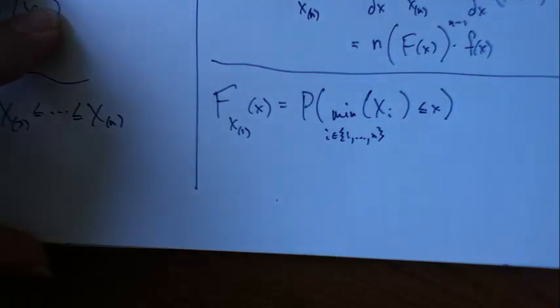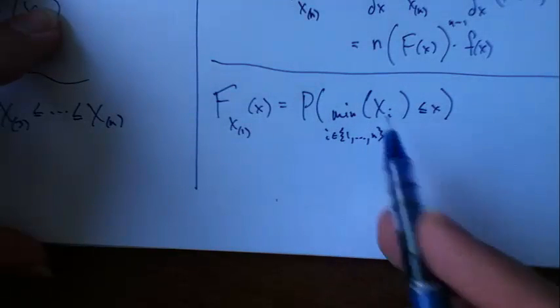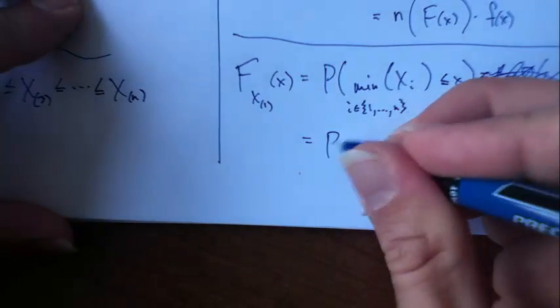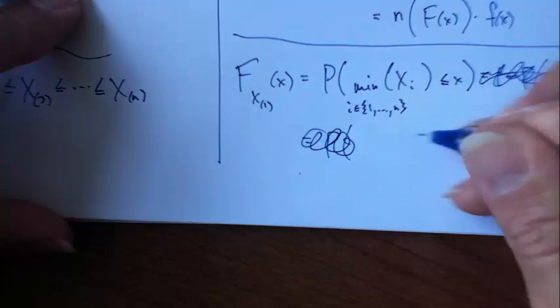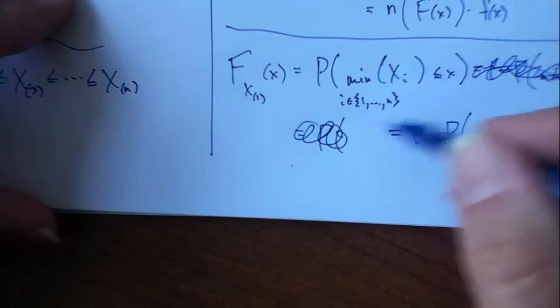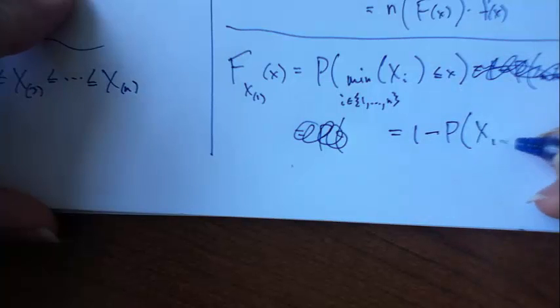So here I'm going to play a little trick on this and use the rule for complements. This is 1 minus the chance that the minimum of all those x sub i's is greater than x, right?